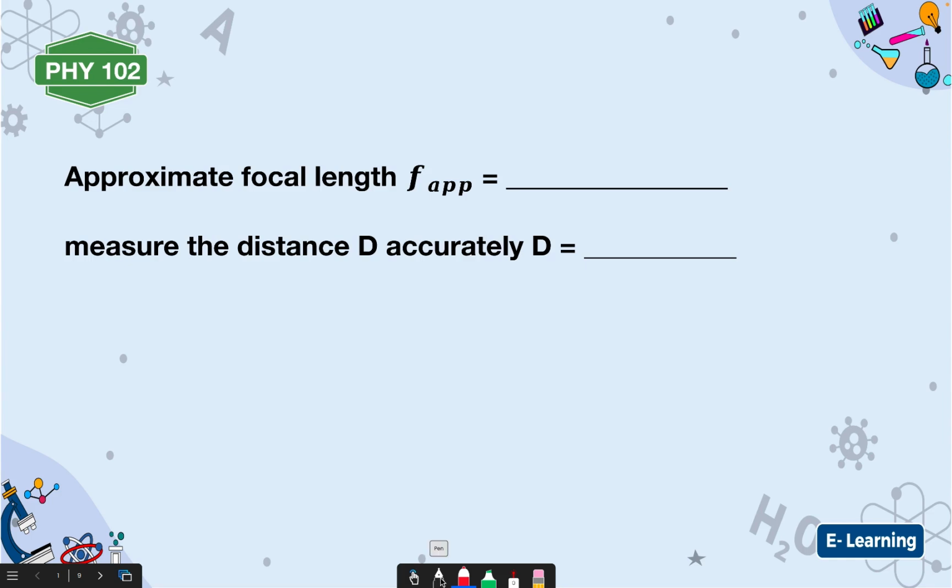Now, like I always say, for every practical, you should try as much as possible to use your values. Don't go and copy any other person's value. Is that okay? So for this person, the approximate focal length was around 13.5 centimeter. Now, the distance D was measured as 100 centimeter for this person.